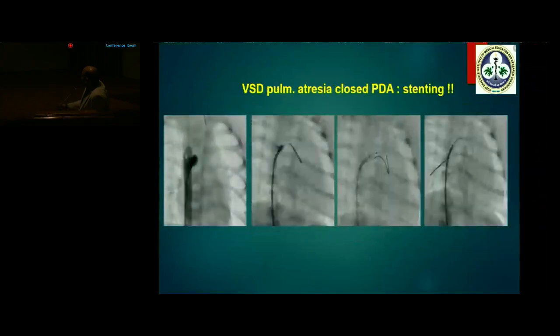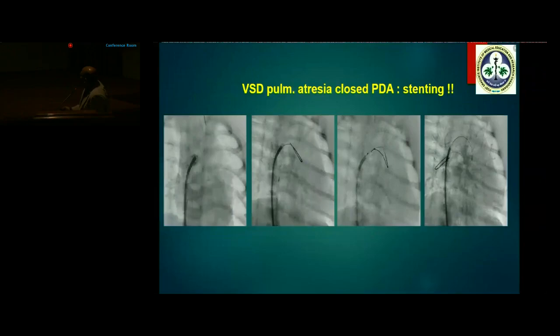This is a right aortic arch, pulmonary atresia. As you can see, the duct is arising well below the arch and it is closed. So it is like a CTO in coronaries: crossed with the wire, put the stent, and you can see the excellent flow of the pulmonary arteries.